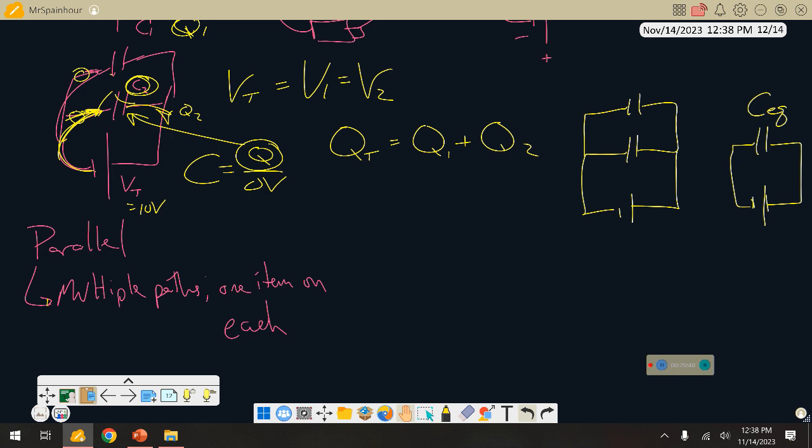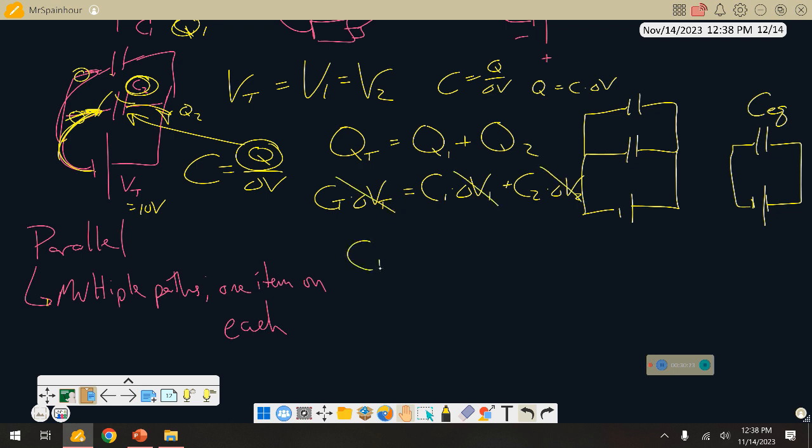What I'm going to do is take this equation and use the rule for capacitance. Capacitance is equal to Q over delta V. So Q is equal to C delta V. If I plug that into each term here, Q total is C total times delta V total, which is equal to C1 times delta V1 plus C2 times delta V2. And what did we just say about all of the V's? They're all equal, so those cancel out. So the total capacitance is equal to the capacitance of the first one plus the capacitance of the second one.